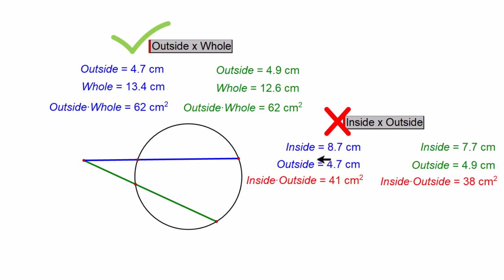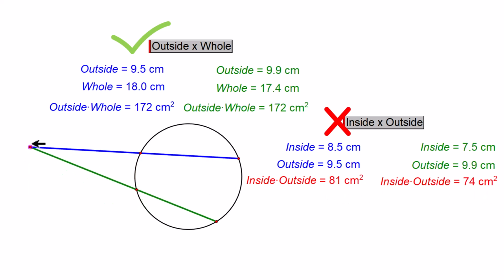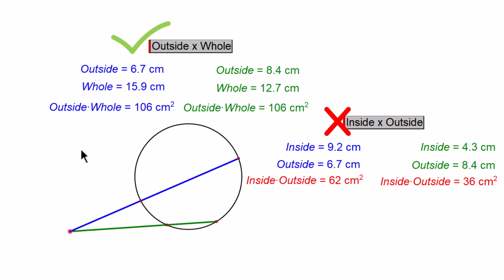Again, the actual lengths of inside and outside are going to be different, but when you multiply them together, you also get different answers. So no matter what I do and where I move things around, outside times the whole thing stays the same. Inside times outside is 62. Inside times outside is 36.